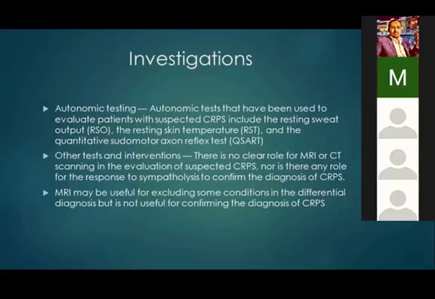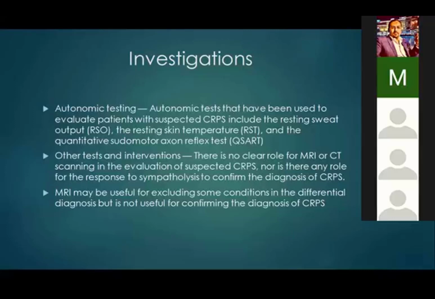Now, also there is some autonomic testing. Autonomic tests that have been used to evaluate patients with suspected CRPS include the resting sweat output, the resting skin temperature, and the quantitative pseudomotor axon reflex test. Again, these are all for academic and research work, but not in clinical practice.